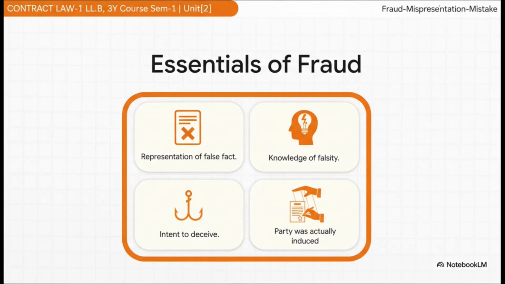From this definition, we can distill 4 essential requirements to establish fraud. First, there must be a representation of a false fact. Second, the person making the representation must have knowledge of its falsity. Third, there must be a clear intent to deceive. And fourth, the other party must have been actually induced by this representation to enter into the contract.